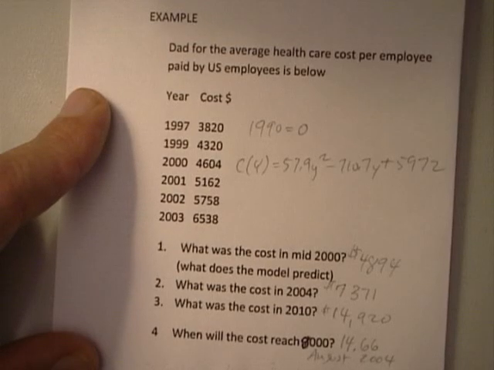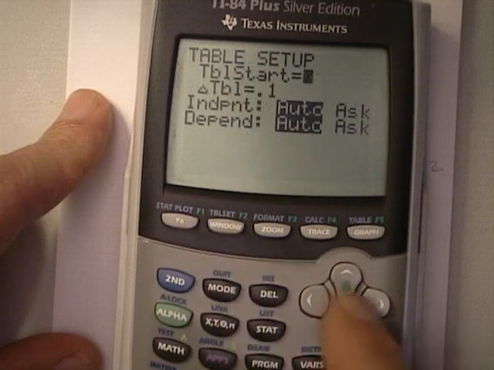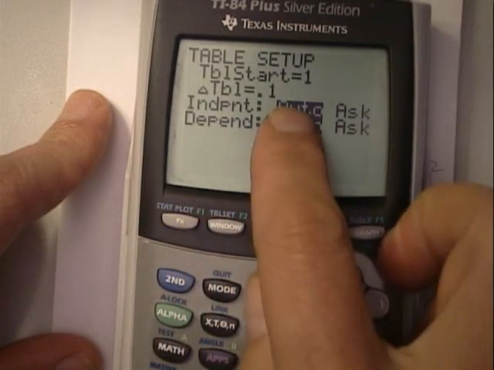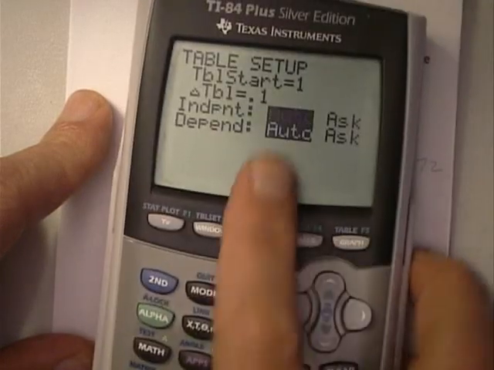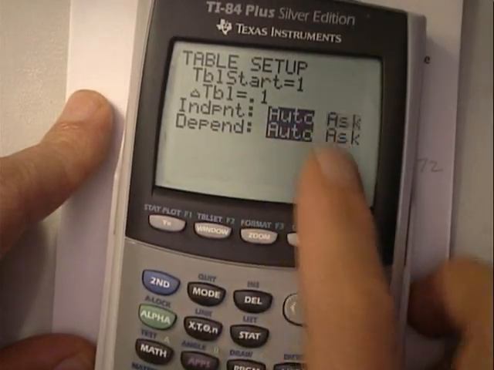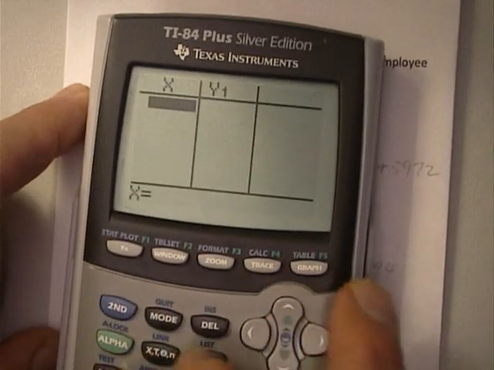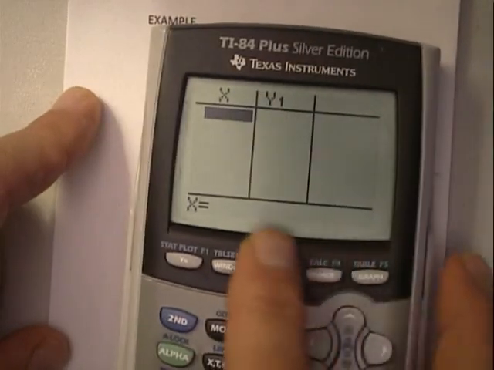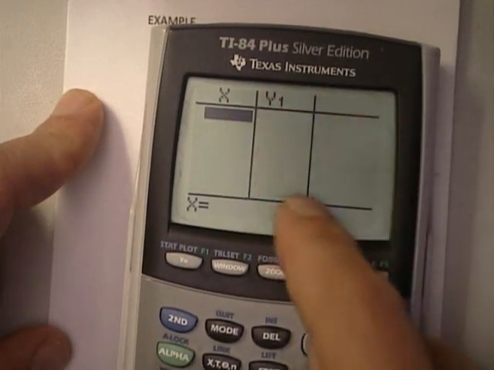Okay, so what else could I do? If I use the table set command and set the independent variable, so I went second table set, went down to the independent variable and go over to ask, and then if I do second table, as long as my function is set to graph, it'll appear here in one of these columns.